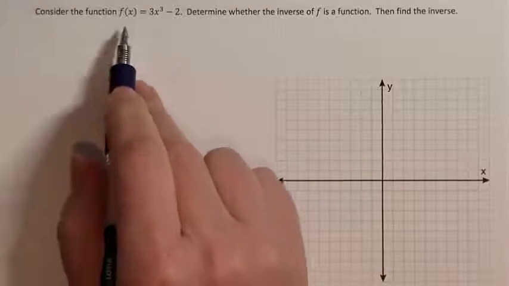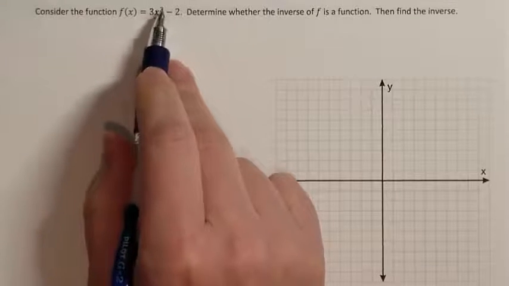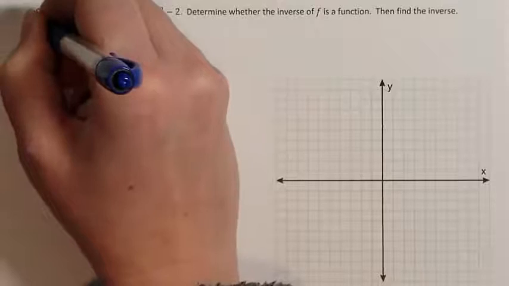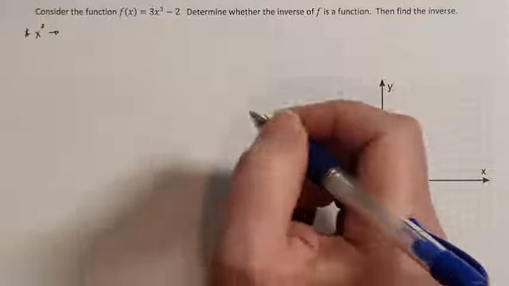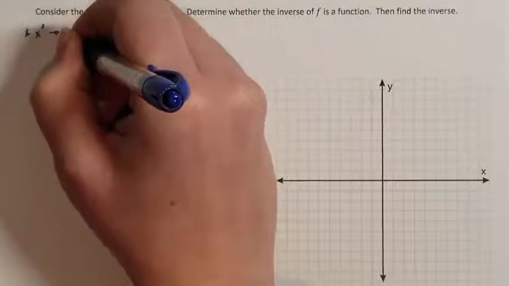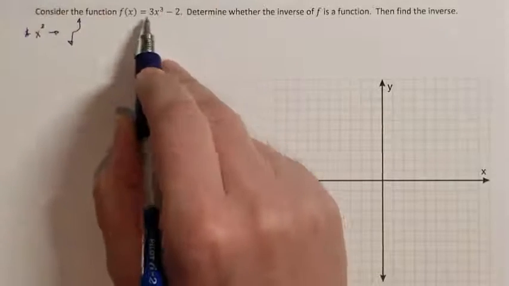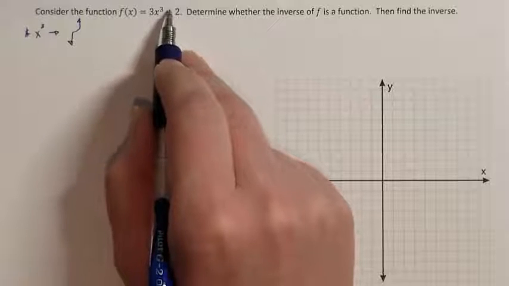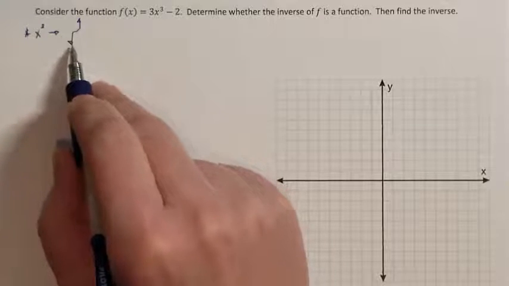So first we're being asked to consider this function. Because it has an exponent of 3, we know that it is a cubic and that all cubics end up looking something like this. And this cubic is going to be vertically stretched and moved down too, so it's still going to look this general shape.